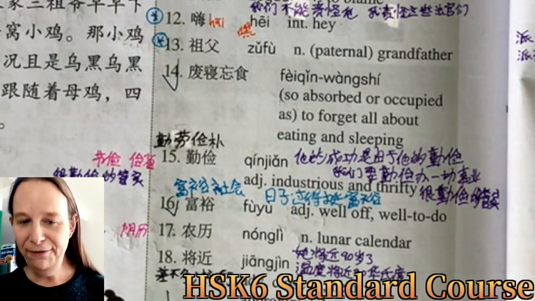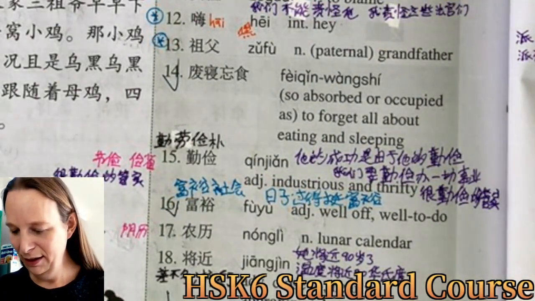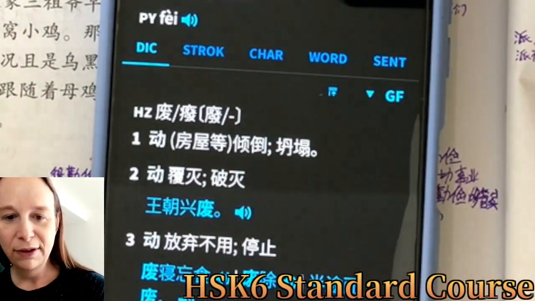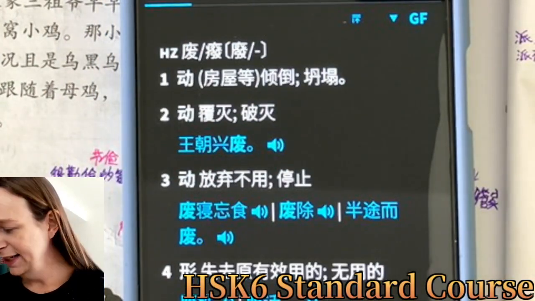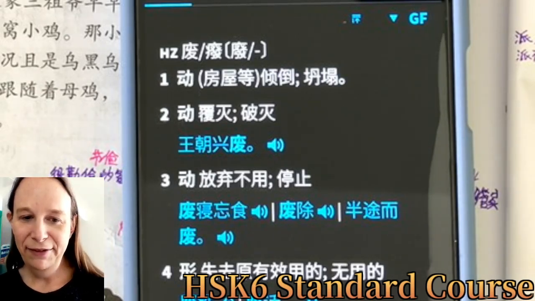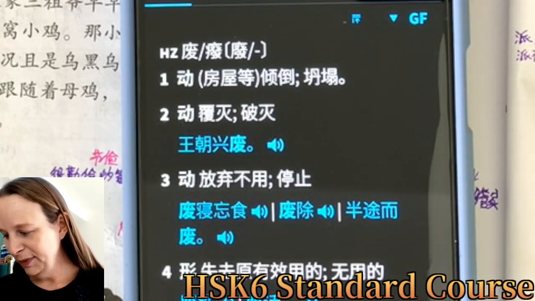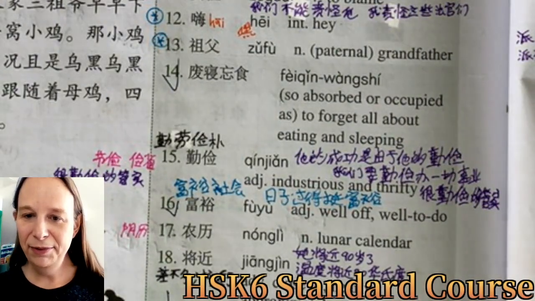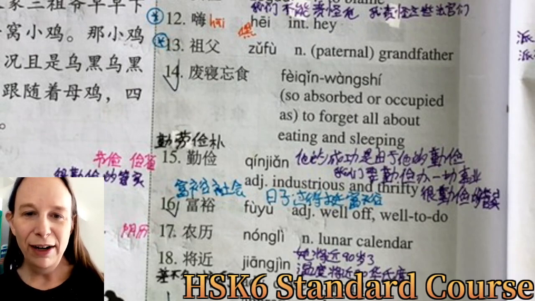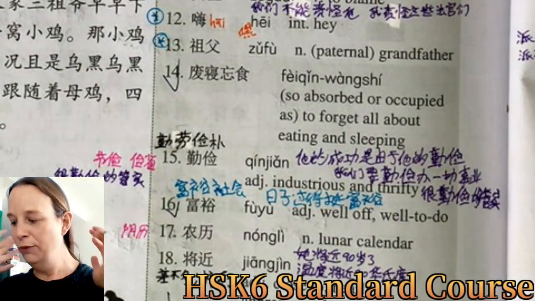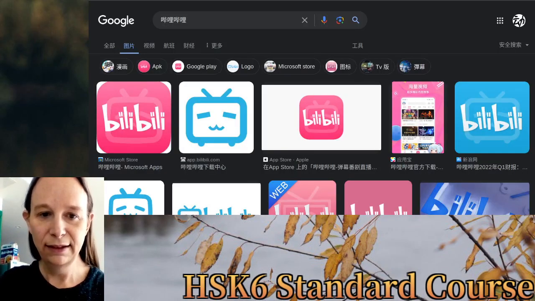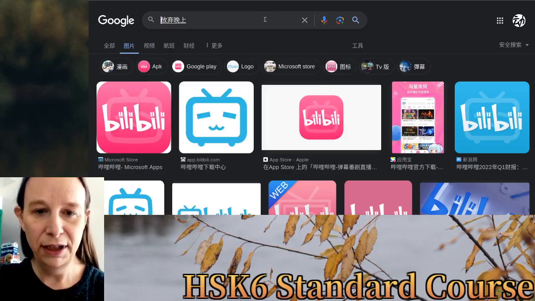All right, so 废 meaning to abolish. Let's go back. 放弃不用. Okay, give up, abandon, don't use it. 停止, stop, cease. 废寝忘食. So cease sleep, forget food. That's what it literally means. It's usually used to describe someone who's busy. They're so busy that they don't have time to sleep or eat. 废寝忘食, quite often used in hyperbole.